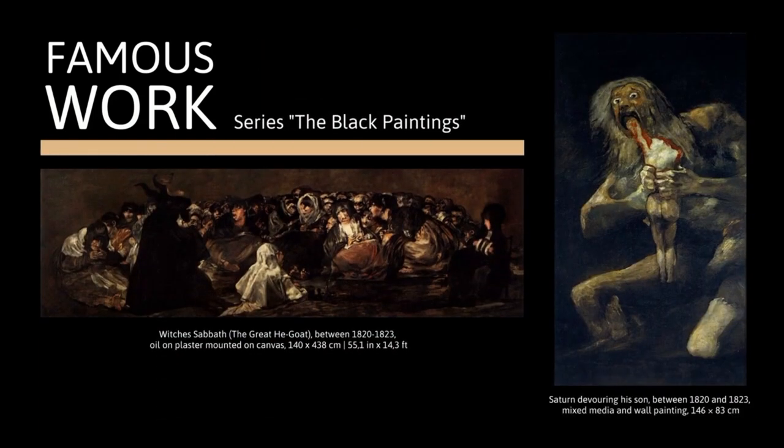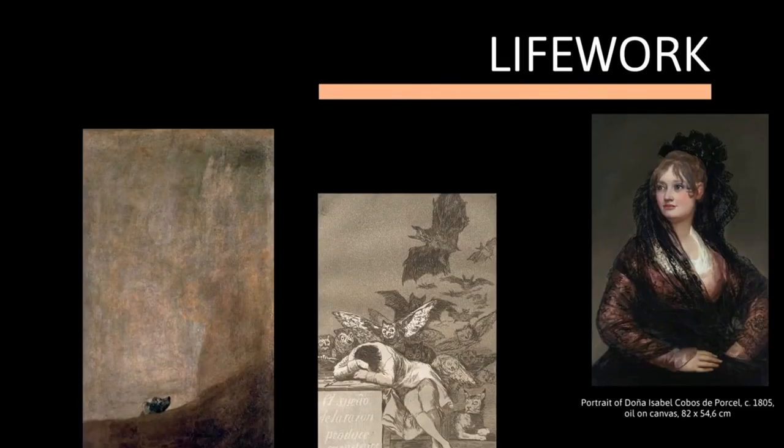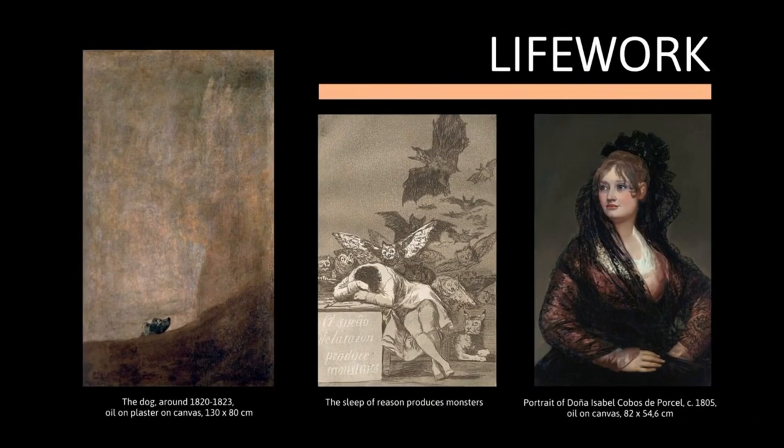In his famous series, The Black Paintings, he probably created 14 works that provide an insight into his disturbing visions and dark symbolism. His impressive life's work consists of over 500 paintings and a large number of prints and sketches. His art reflects a wide range of human experiences and social themes.